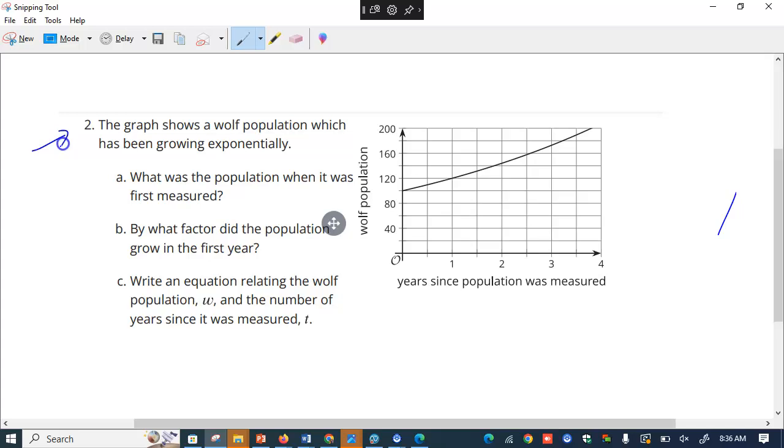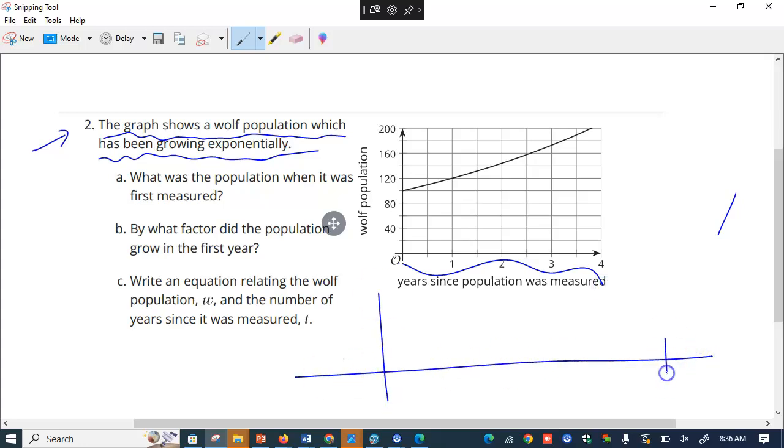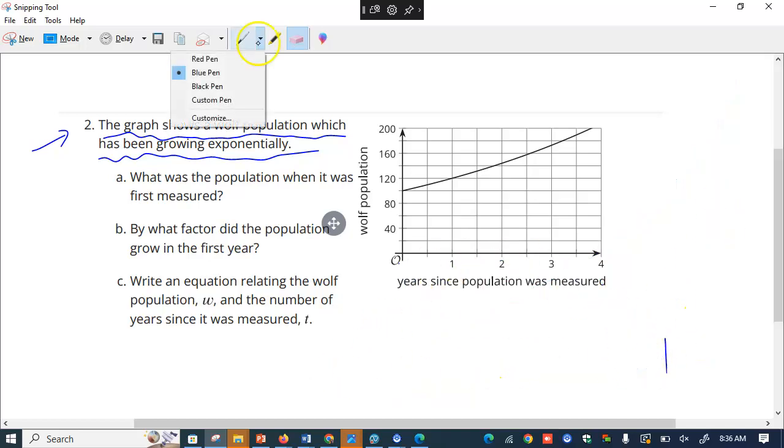Now, if you see this question, the graph shows a wolf population which has been growing exponentially. What this means is, even though there are only 4 years given, if you take the whole maybe 15 years, this is how the trend is, how the exponential function looks like. But because we are using only 4 years, somehow it looks like a line. It looks like a line, but it is growing. Now let's see what percent is growing.